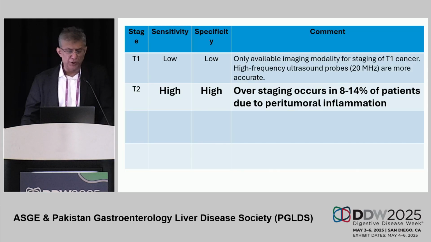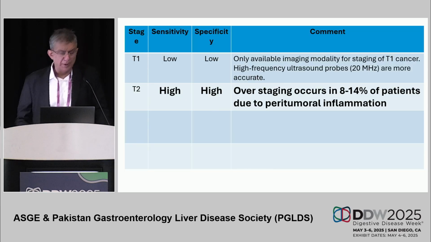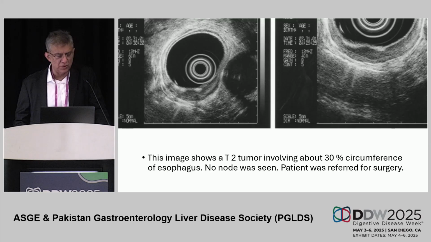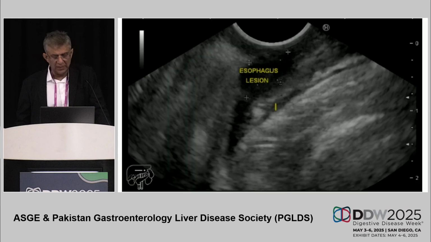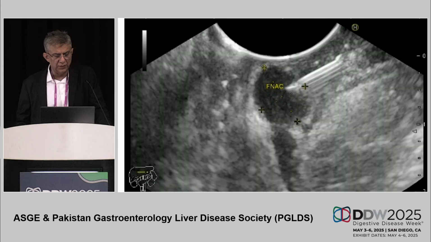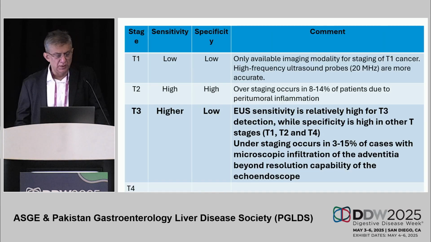However, when it comes to T2 staging, the accuracy is high, but overstaging may occur, and this is the classical example of the tumor in the esophageal wall. You can see the thickened mucosa, submucosa, and just above the muscularis mucosa, you can see the thickening. As I said, this is the esophageal lesion, and in this lesion you can do FNAC by tangential approach, which you sometimes have to do if the biopsy is negative.